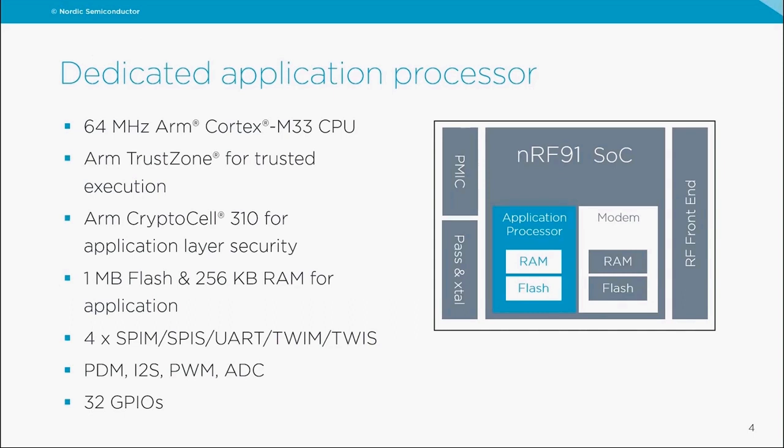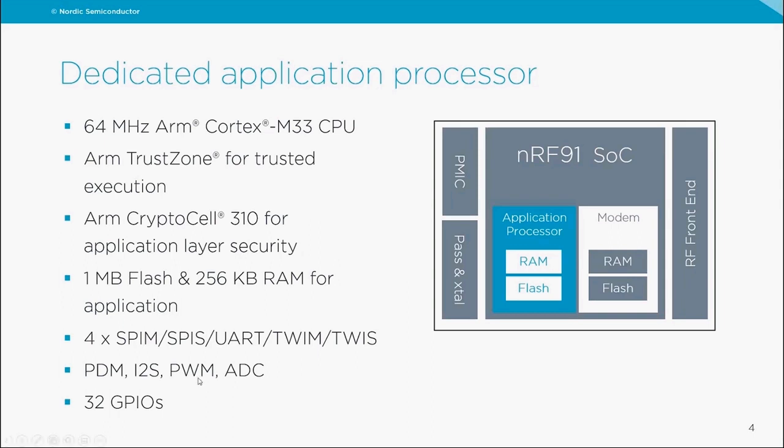The CryptoCell 310 is included as well, and that enables an additional layer of security at the application layer by performing computationally intensive crypto functions with minimal power consumption. So you can use that to add payload level encryption of data going over the air, or you can secure interfaces to external memories or processors.